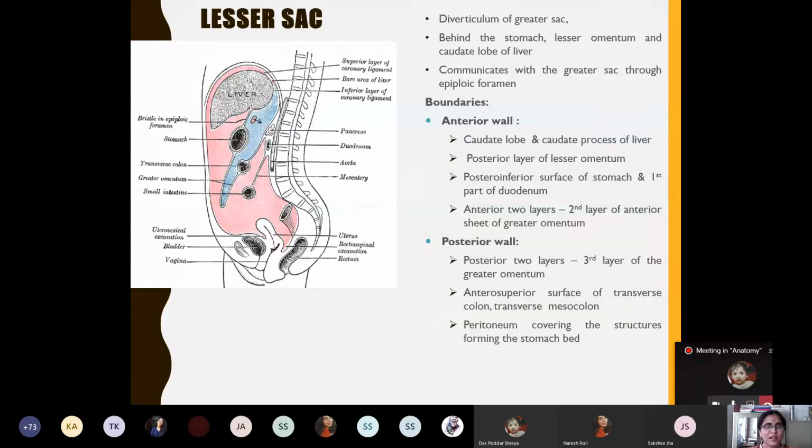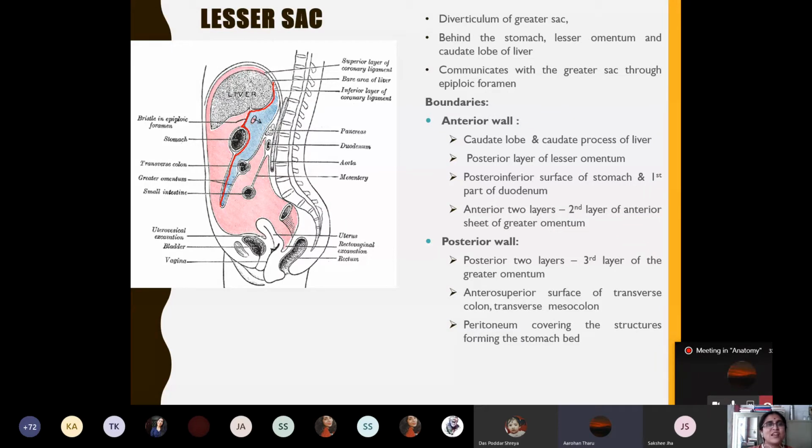I'm using the red color highlighter. Which boundary am I drawing? Anterior boundary. Yes. What are the structures forming the anterior boundary of the lesser sac? Can you enumerate from inferior to superior? The second layer of the greater omentum. Very good. Posterior surface of the stomach. Then lesser omentum.